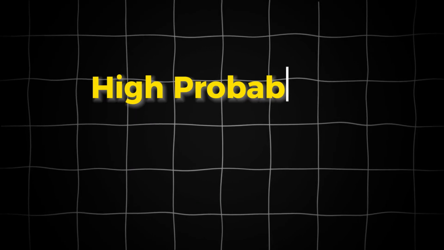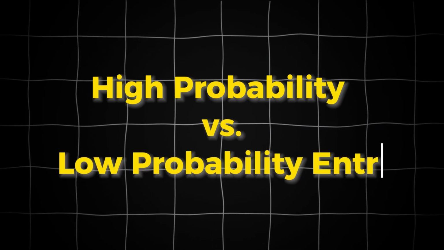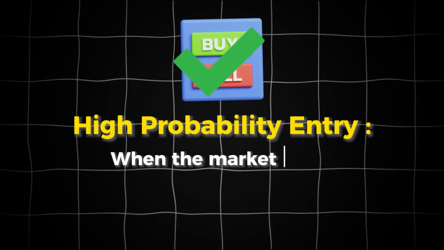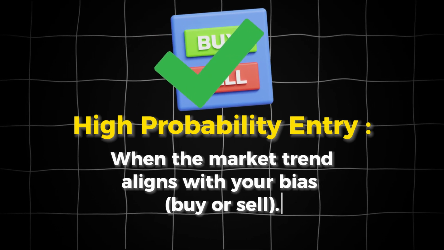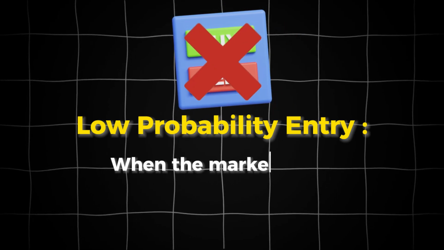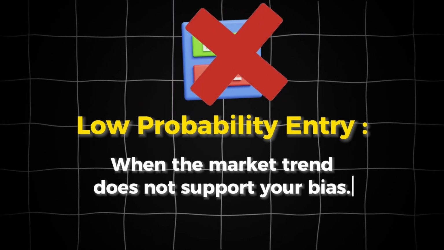High probability versus low probability entry. High probability entry: when the market trend aligns with your bias, buy or sell. Low probability entry: when the market trend does not support your bias.